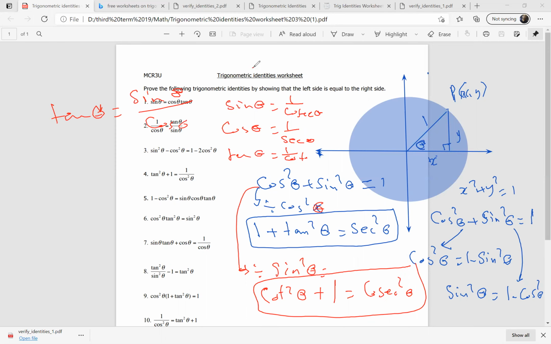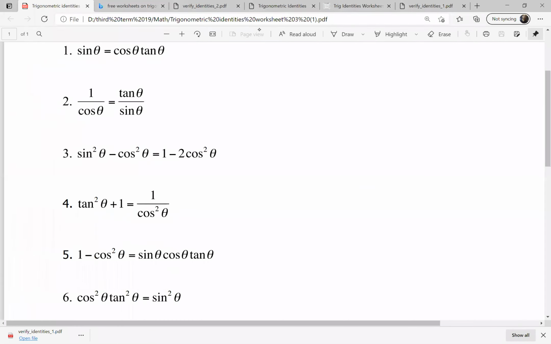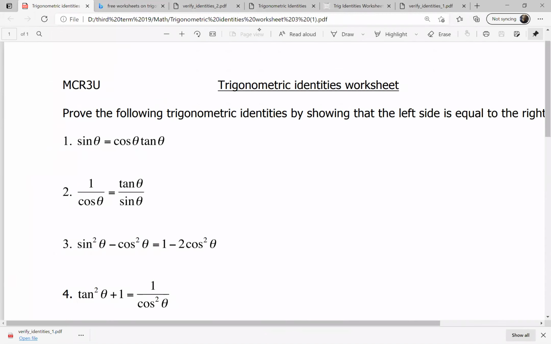Let me solve some examples by using these rules. Okay. First one. Prove that sine theta equals cosine theta tan theta. If we use this side, we can reach the other side, this right hand side, and this left hand side.